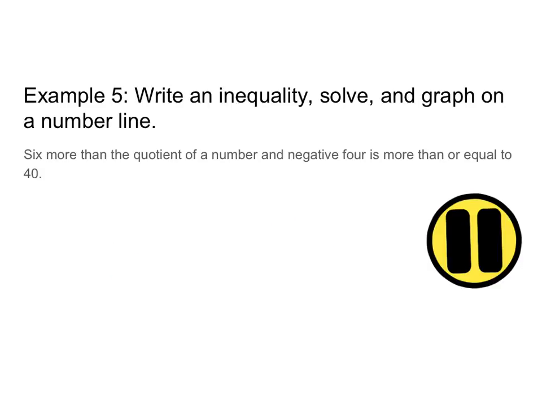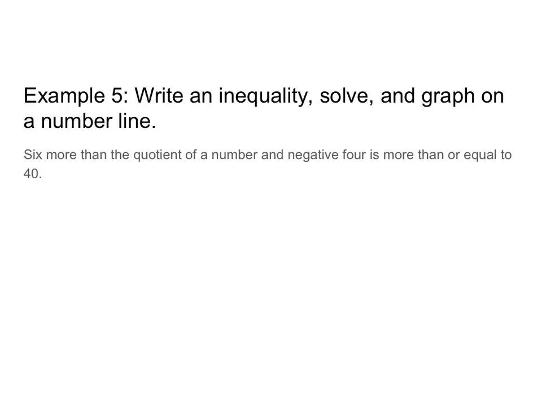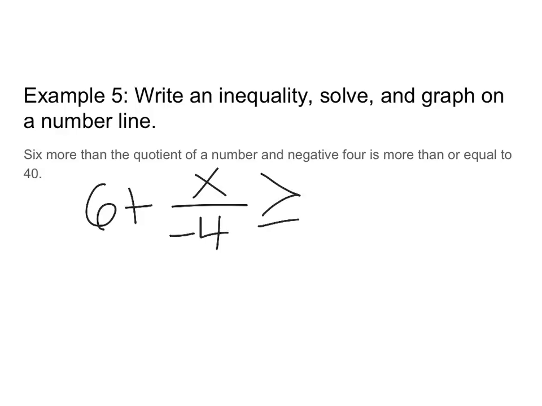All right, let's try it again. This time you need to write the inequality, then solve it, then graph it. All right, so 6 more. Then the quotient of a number and -4 is more than or equal to 40. Now we solve.